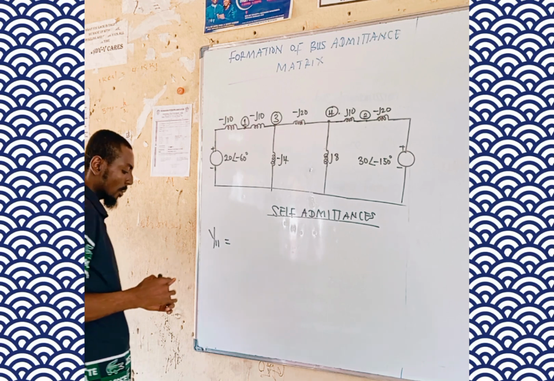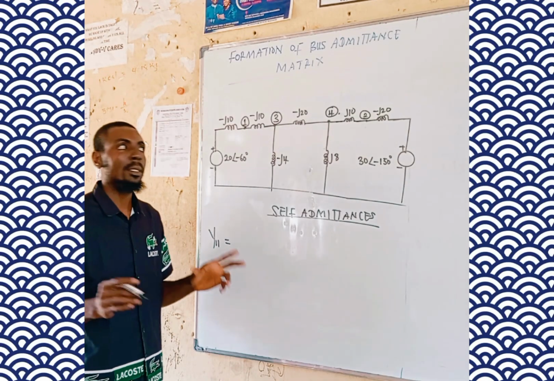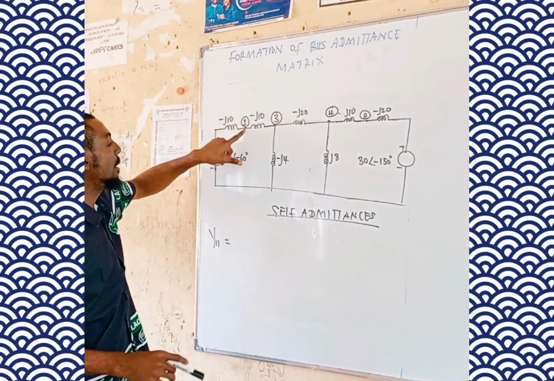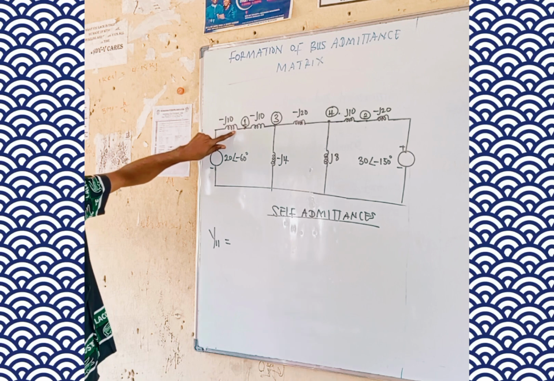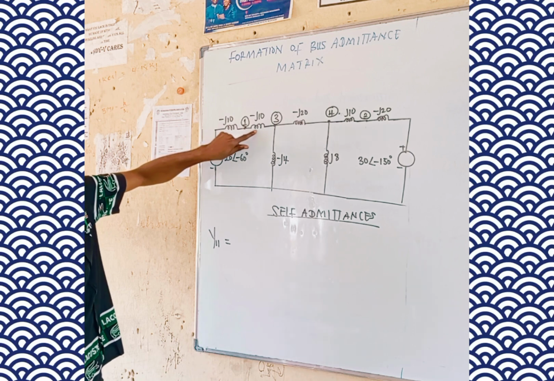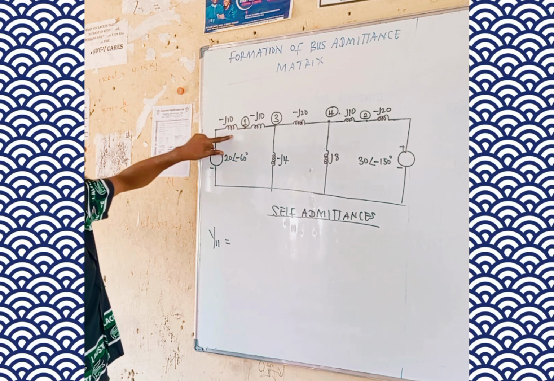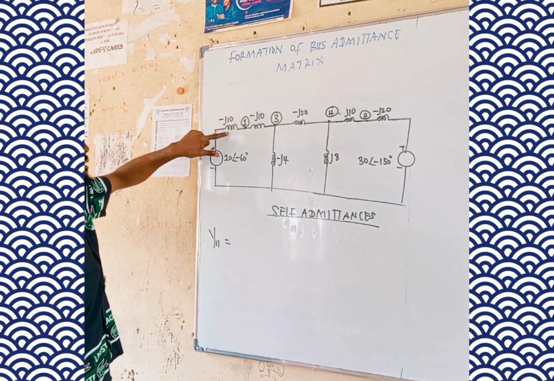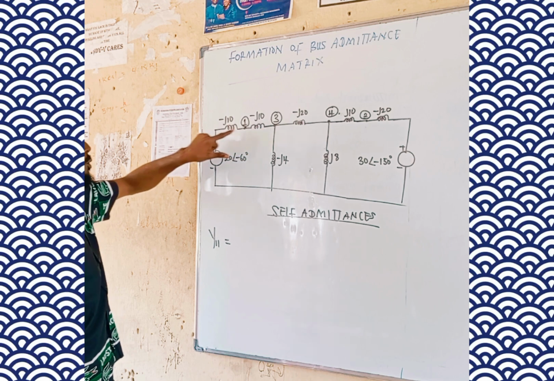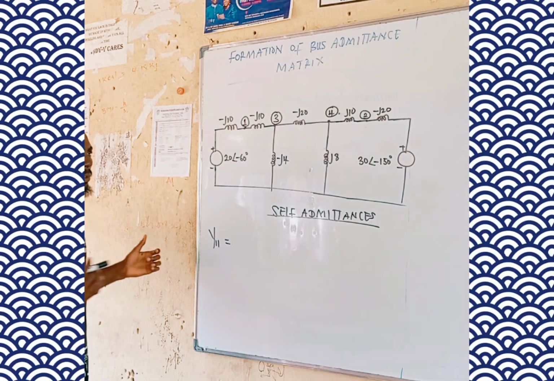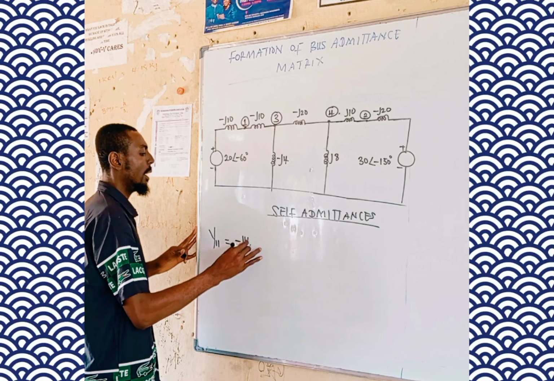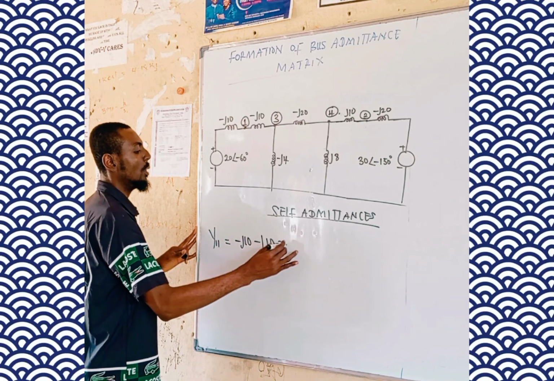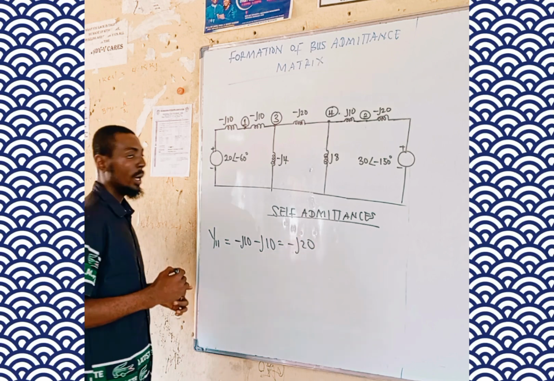Y11. Self-admittance is all the admittance connected to bus 1, as we can see. This is bus 1, and the admittances connected to bus 1 are minus j10 from the right and minus j10 from the left. Then we have minus j10 here and minus j10 here, both connected to bus 1. So simply, minus j10 minus j10 will give us minus j20.